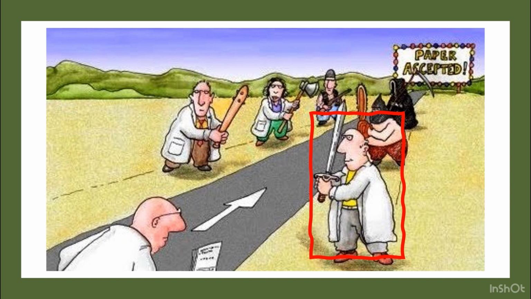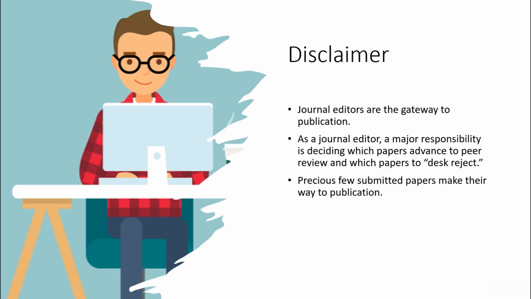And the specific duties and responsibilities for any associate editors can vary widely depending on the nature of the publications or the organizations they work for. However, their primary goal is to help maintain the quality and the integrity of the content and the publications they are associated with. Now, as a journal editor, I serve as a gateway for any publication, and my main responsibility is to decide which paper advances to peer review and which paper gets desk rejected.